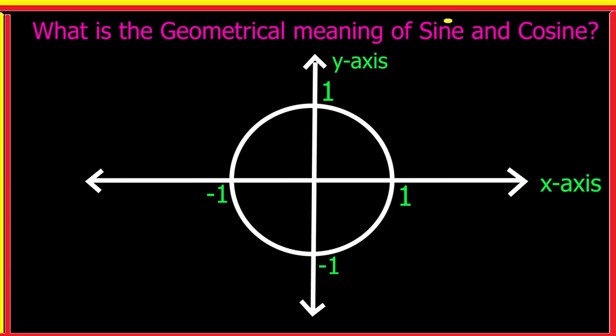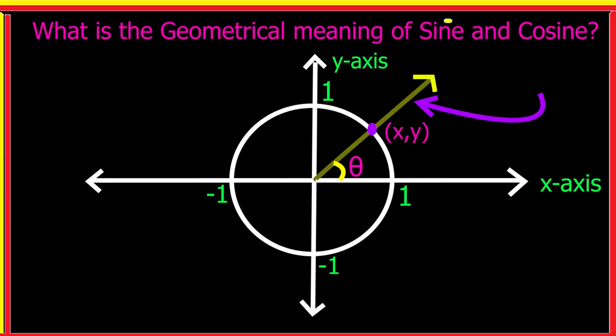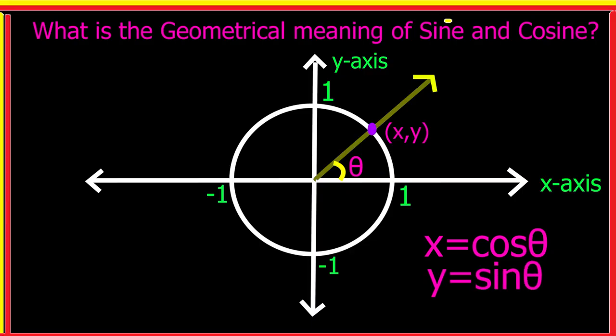Okay, first let's take the rectangular coordinate system, and let's have the initial side, the positive x-axis, and its terminal side is the arrow that forms the angle theta. The terminal side intersects the unit circle at the point x, y. So our definition for the trigonometric functions sine and cosine: x is cosine of the angle theta and y is sine of theta.